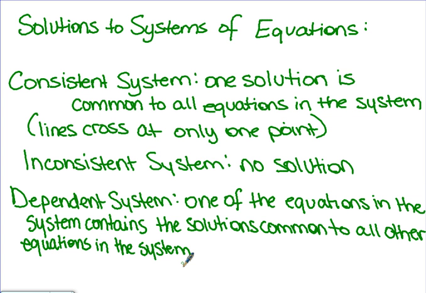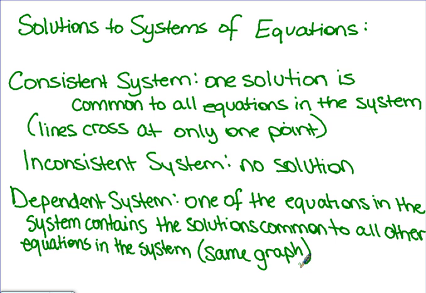All right, when we're dealing with dependent systems, in these dependent systems, one of the equations contains the solutions common to all other equations, meaning they have the same graph. So we can simplify this as being the same graph. One doesn't depend on the other, they contain the same solutions all the way across the board.